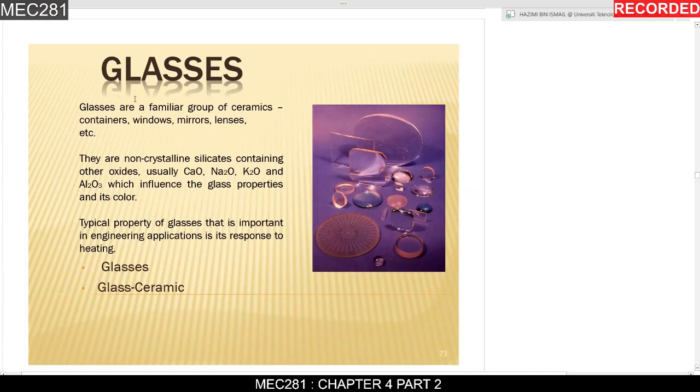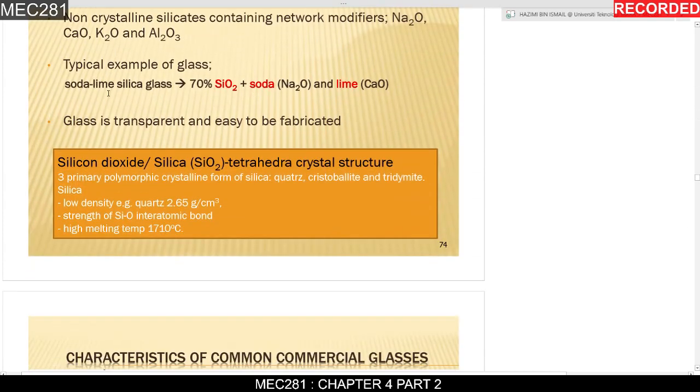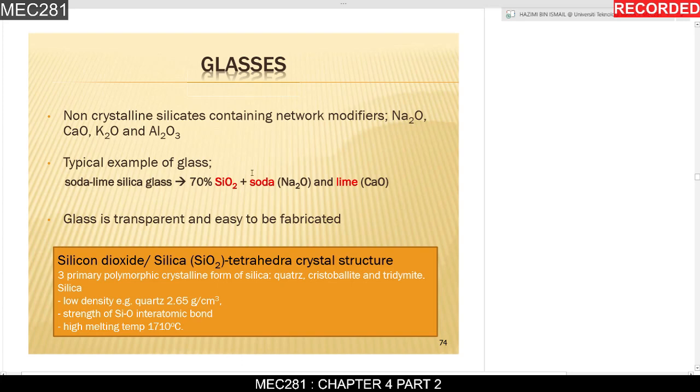So, glasses are a familiar group of ceramics including windows, mirrors, lenses and so on. Kaca lah kan? Okay, they are non-crystalline silicates containing other oxides, usually CaO, sodium oxide, potassium oxide and aluminium oxide, which influence the glass properties and its color. A typical property of glasses that is important in engineering applications is its response to heating. Okay, so this is how glass is made from soda lime silica glass. It consists of 70% silicon oxide and sodium oxide and lime. Lime is calcium oxide.